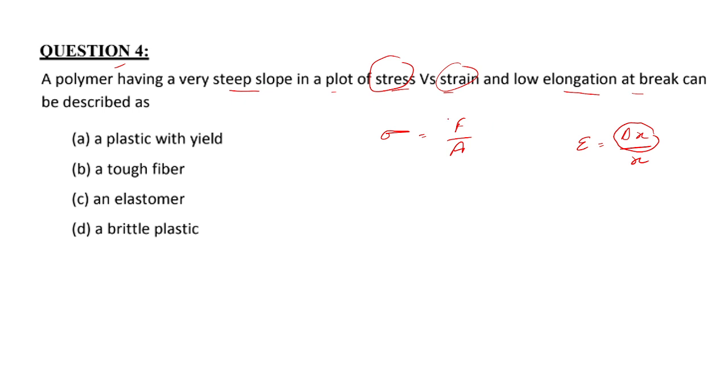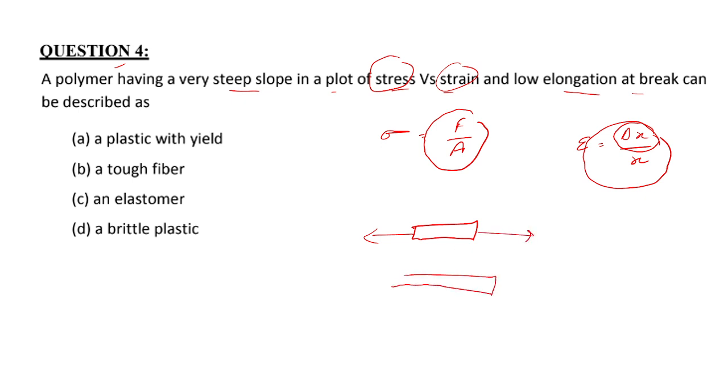When you apply force on any object, it will change its area or its length. Suppose this is one piece of metal. If you pull it from both sides, it will be elongated like that. How much area or length is changed, we measure as strain, and how much force you apply per area is known as stress.